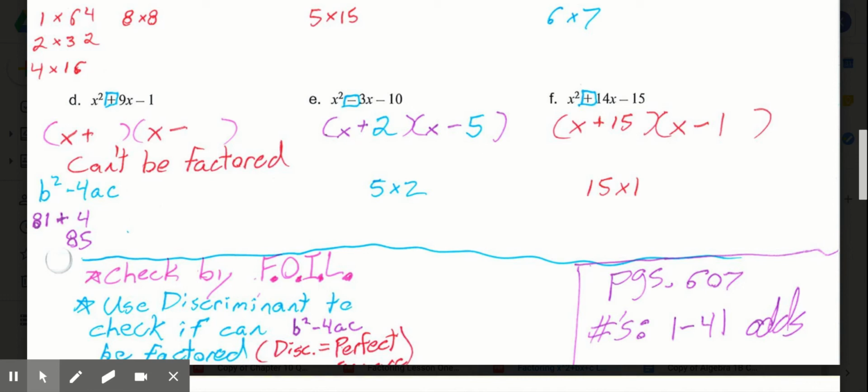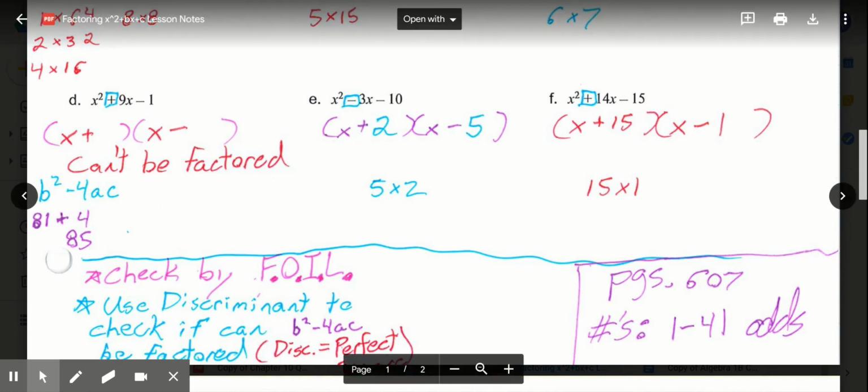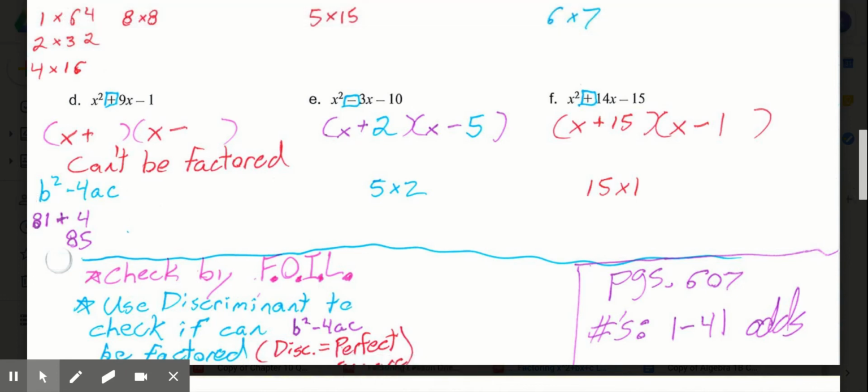And then in F, x squared plus 14x minus 15. So something that multiplies to be 15, and the difference is 14. So 15 times 1. We need a positive 14x in the middle, so it becomes x plus 15, x minus 1.